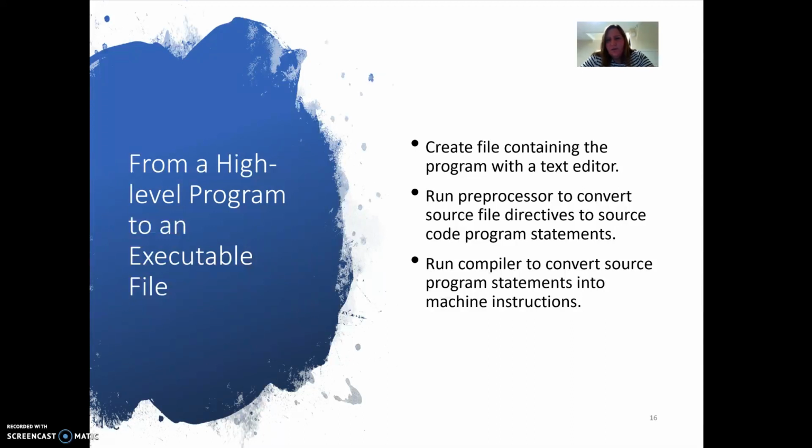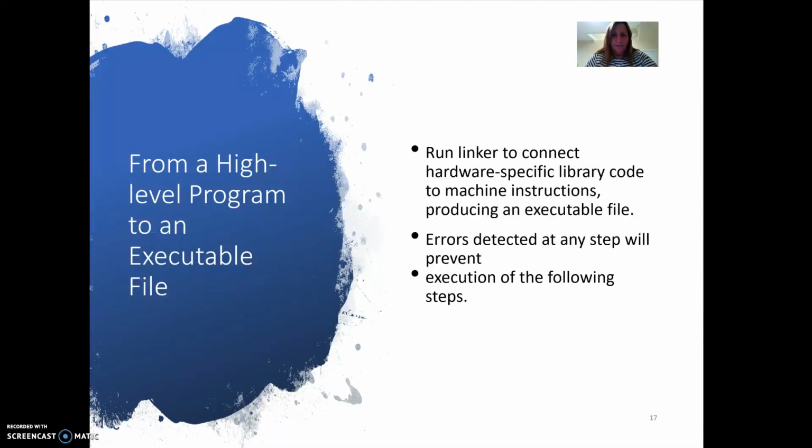Then it runs the compiler. So what's a compiler? It's a program that allows you to convert that source program into machine language. Remember, we said that computers only understand computer signals, zeros and ones. So in order for a program to run in the computer, the source file must be converted into machine instructions, and that's the role of the compiler.